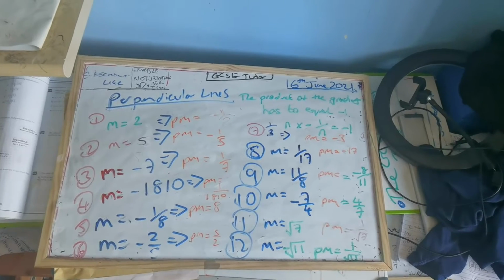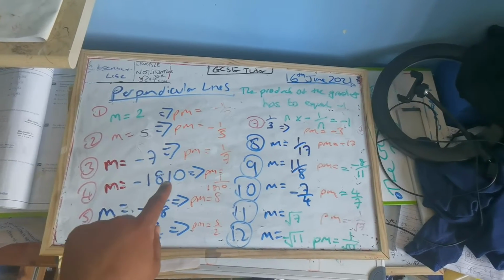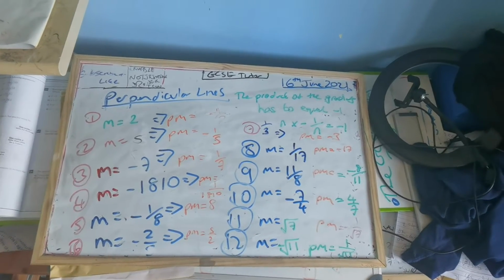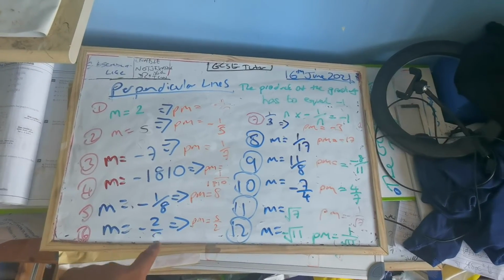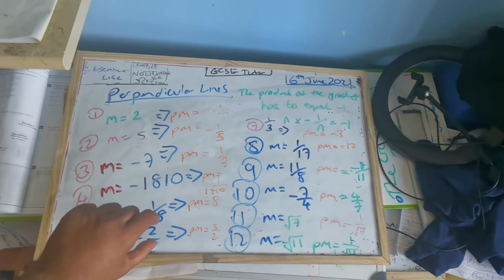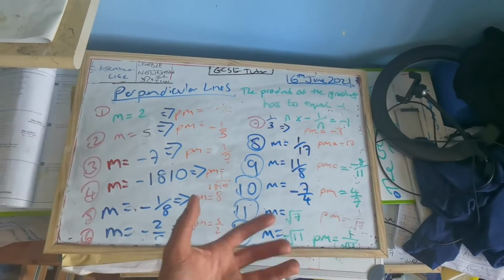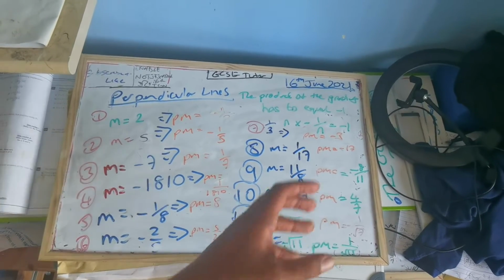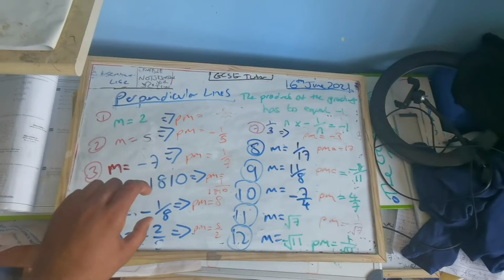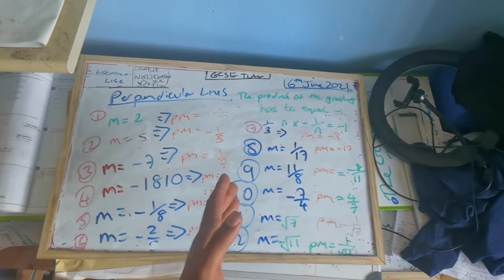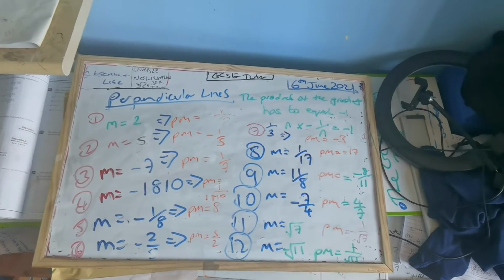Question number 5, -1/8 for the gradient, so it's going to be the negative reciprocal, so the perpendicular gradient is going to be 8. The next one, m is -2/5, so flipping that, I'm going to get 5/2. -2/5 times 5/2 is -1. Okay, so timesing a fraction by its reciprocal gives us 1 essentially, but obviously for -1, one of them has to be a negative sign, because a negative times a positive has to equal a negative.